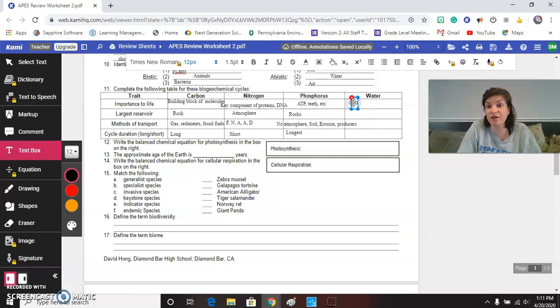The water cycle, it's obviously in living organisms.